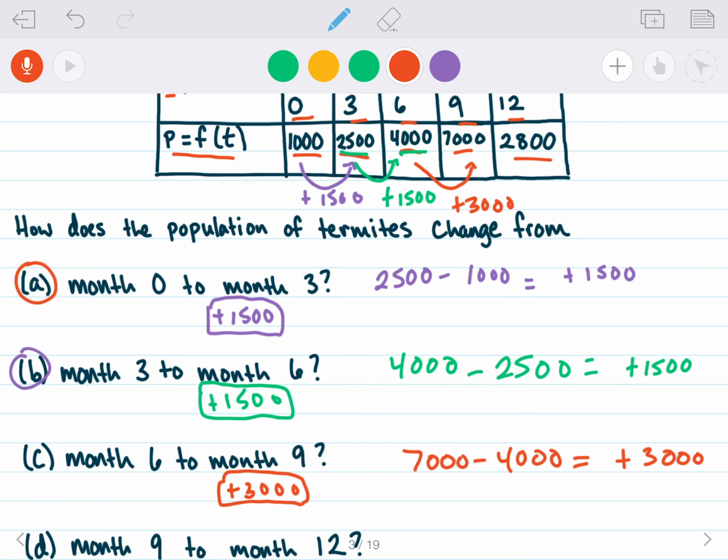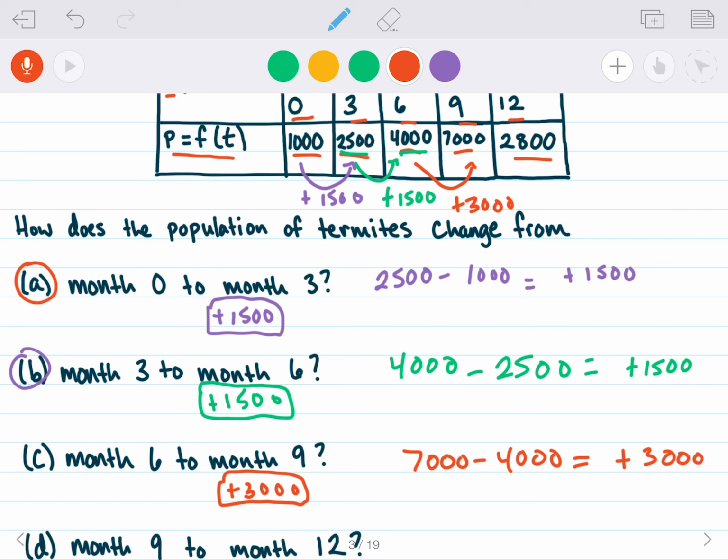Maybe it's during the summer months or something. I don't know when termites get really bad in Louisiana. I don't think they do in New Mexico though. I'm not sure. But anyway, maybe it's termite season now from month 6 to month 9.